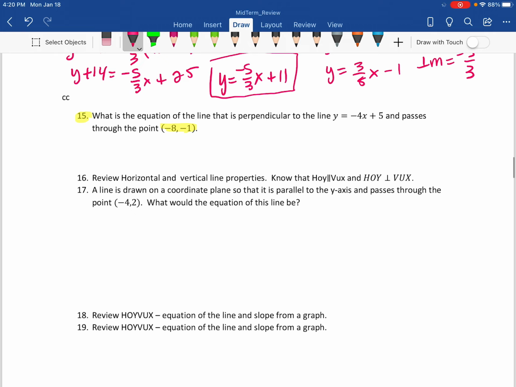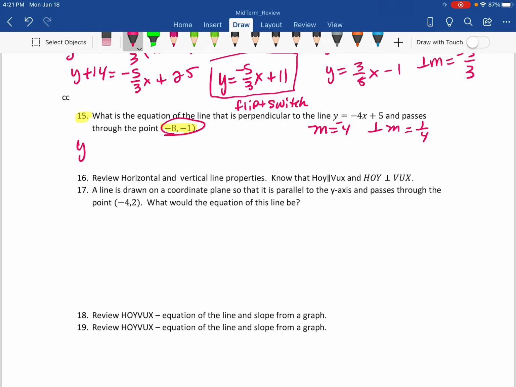Number 15, same thing. Flip and switch, because we want the line perpendicular to the line of the equation that's passing through. This one's easy. The slope of this line is -4. Perpendicular is going to be, since it's -4, now going to become +1/4, and it passes through this given point.